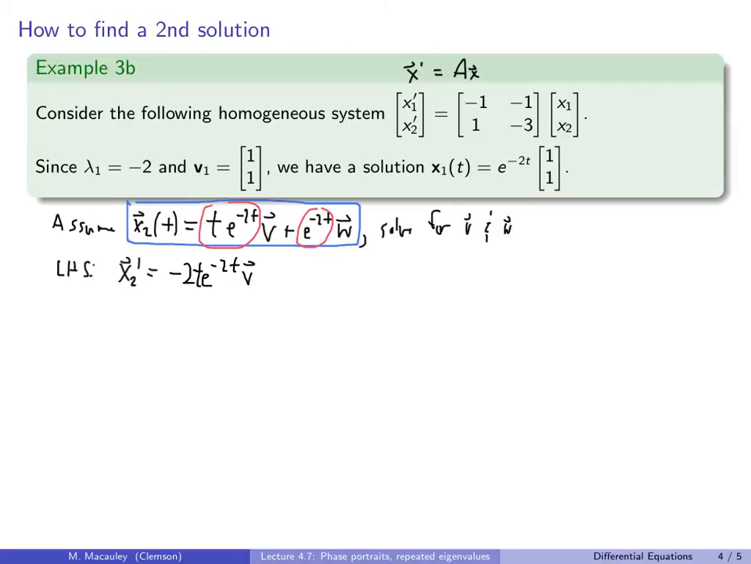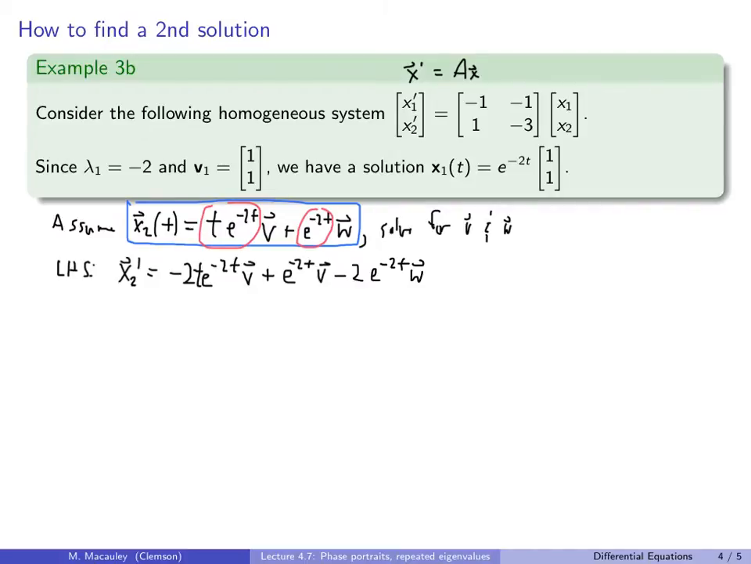And then plus the derivative of t, which is 1, e to the negative 2t times v. And then the derivative of this guy is just pull out the negative 2, and we get minus 2 e to the minus 2t times w. So that's the left-hand side.